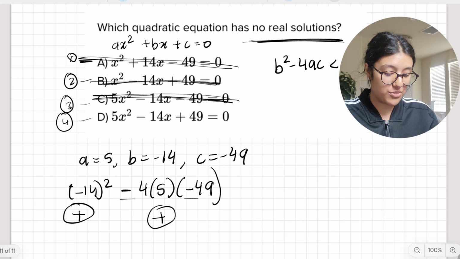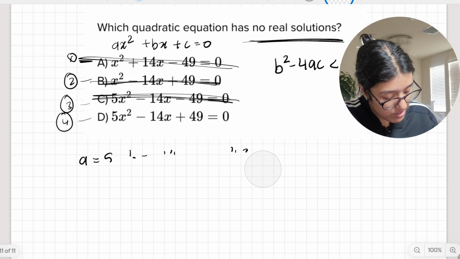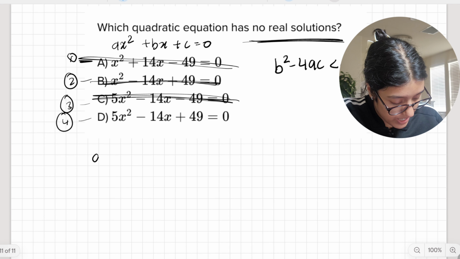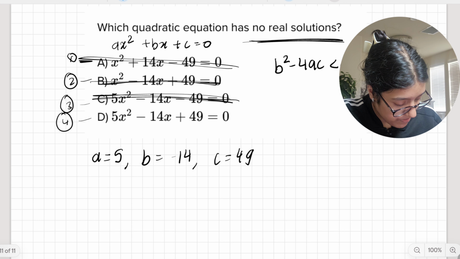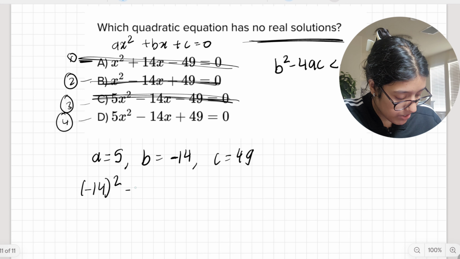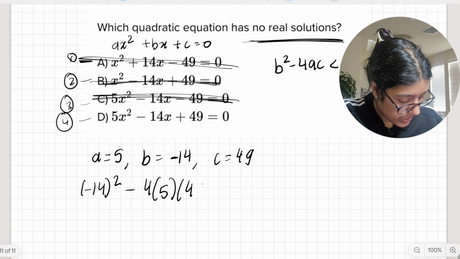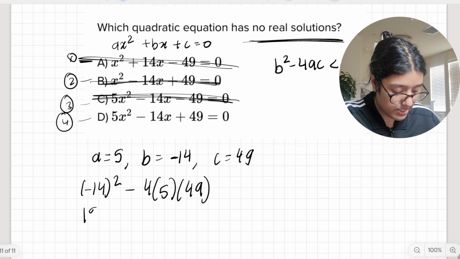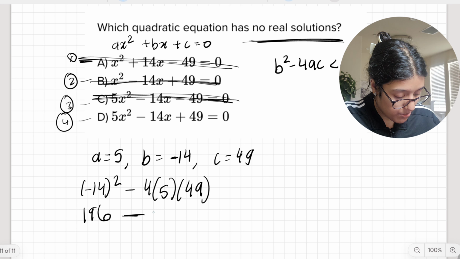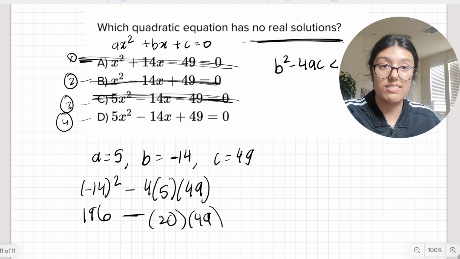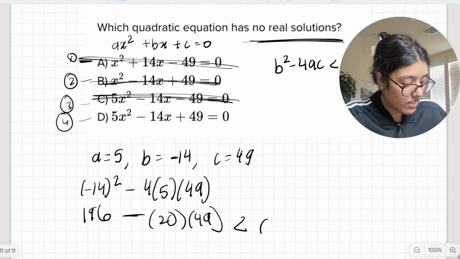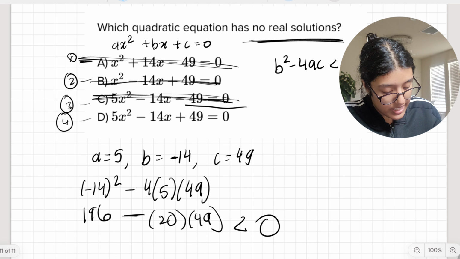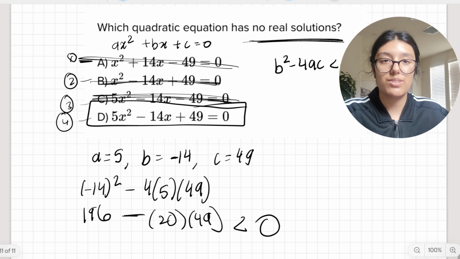But let's actually prove that. So D, same thing, you find A, B, and C. We see A is 5, B is negative 14, and C is 49. So we have negative 14 squared minus 4 times 5 times 49. We know this is 196. We know this is 20 times 49, and that is definitely greater than 196. And 196 minus a bigger number than 196 is obviously going to be less than 0. So therefore, D is the equation which has no real solutions.